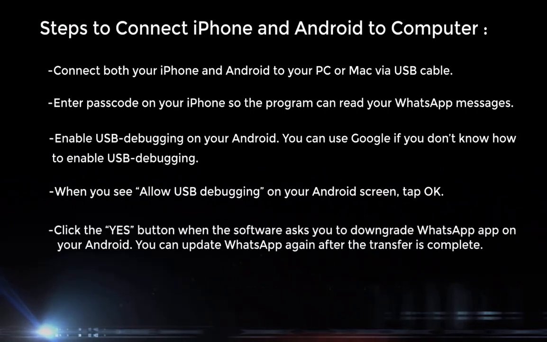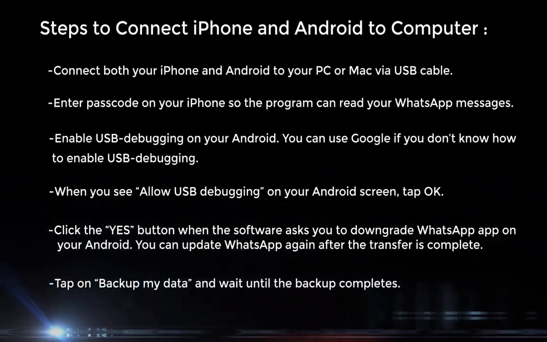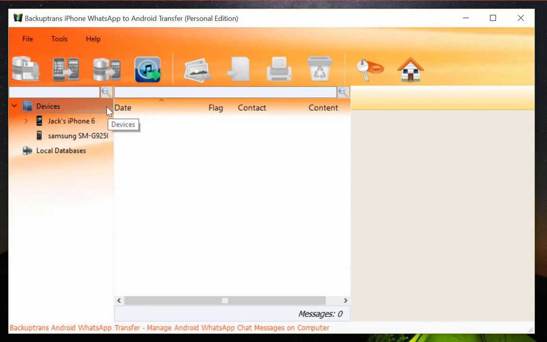Click the Yes button when the software asks you to downgrade WhatsApp app on your Android. You can update WhatsApp again after the transfer is complete. Tap on Backup My Data and wait until the backup completes. Here's the iPhone and Android on the main user interface of the program.